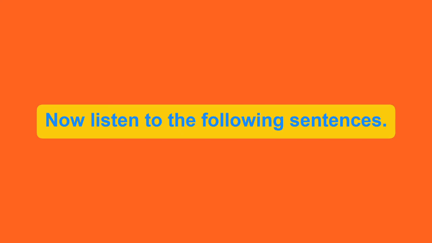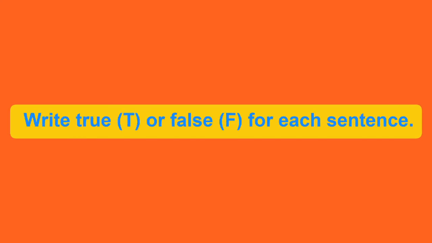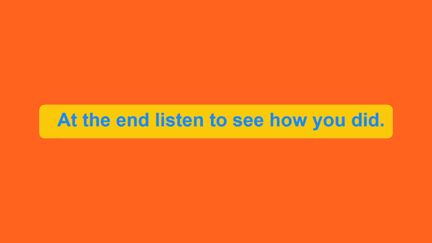Now listen to the following sentences. Write true, capital T, or false, capital F, for each sentence. At the end, listen to see how you did.